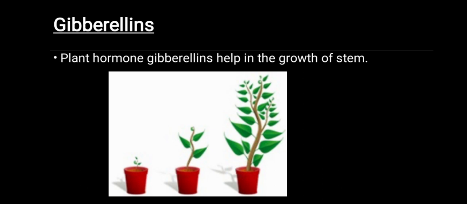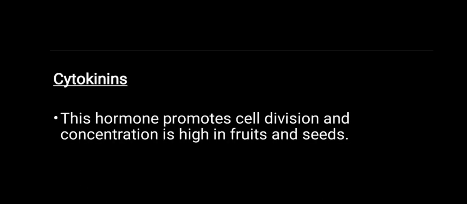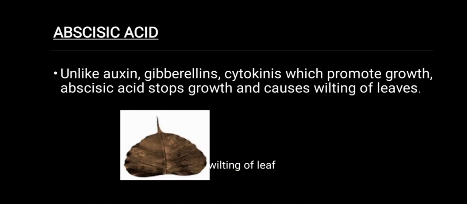Next, we will learn about gibberellins. The plant hormone gibberellins help in the growth of stem. Cytokinin is a hormone which promotes cell division and its concentration is high in fruits and seeds. Thus, auxins, gibberellins, and cytokinins are considered as growth promoters as their function is to promote growth. Whereas the last phytohormone, abscisic acid, is considered as a growth inhibitor as its function is to stop growth and causes wilting of leaves.